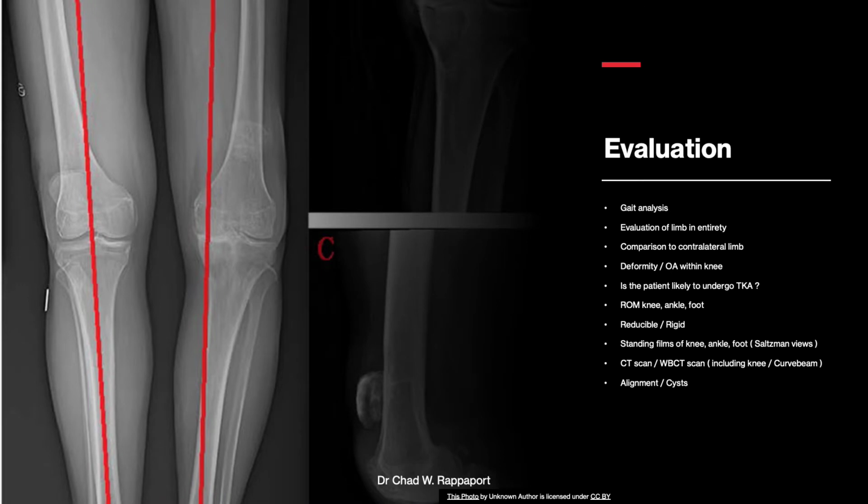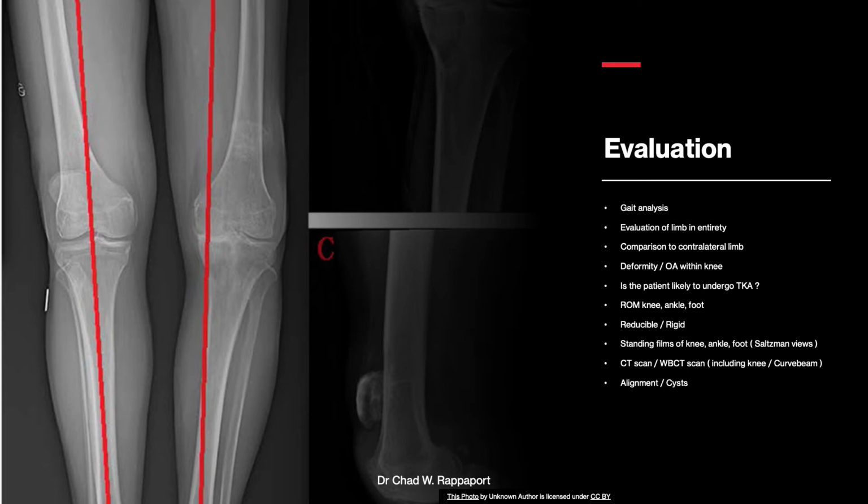A patient who is a potential candidate for a total ankle certainly needs to be evaluated comprehensively, not from head to toe, but certainly from hip to toe, including a gait analysis, an evaluation of the limb in its entirety, and comparison of that evaluation to the contralateral limb, looking at deformities proximally within the hip and more notably within the knee.